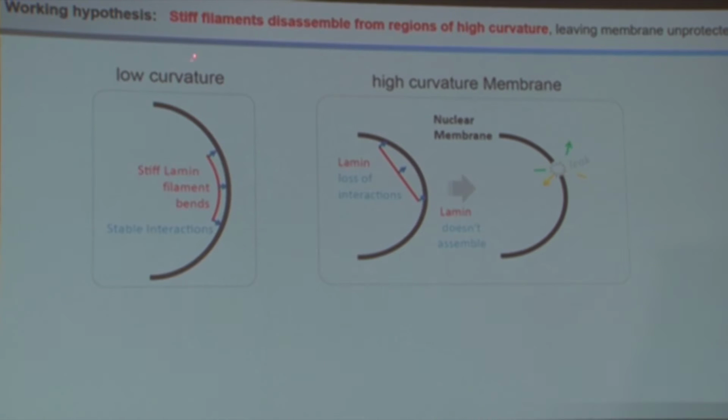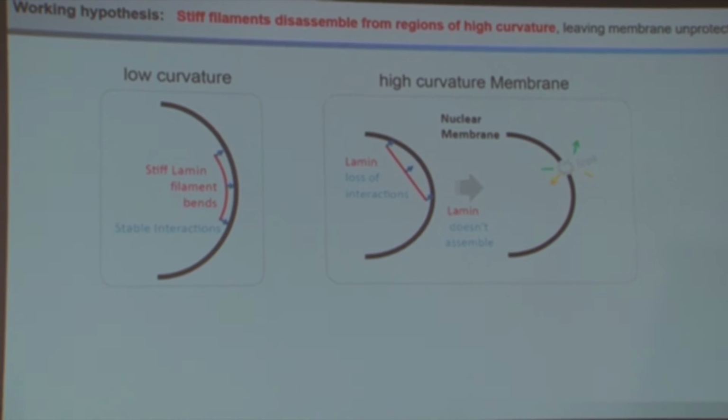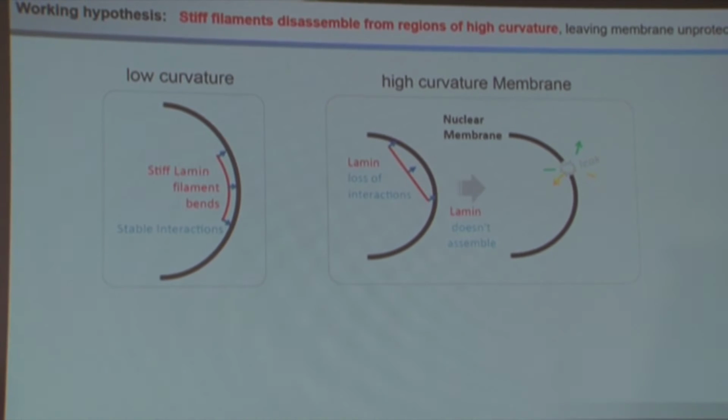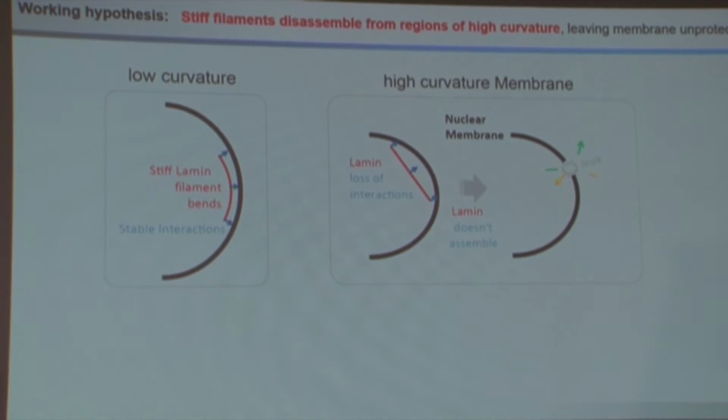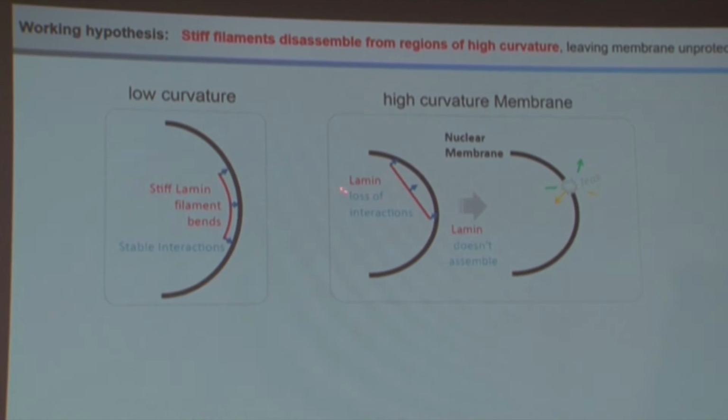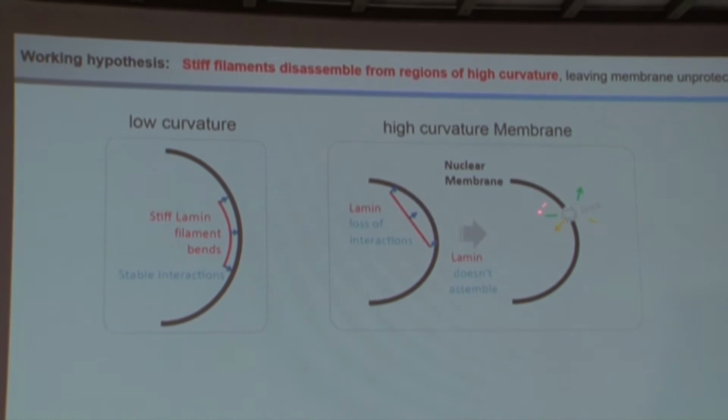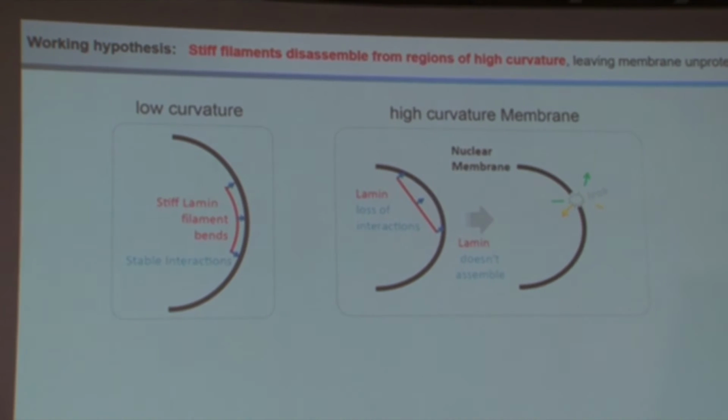So we hypothesized that in the case of high nuclear curvature, the lamin will resist bending, and this will lead to effective detachment of the lamin meshwork from the nuclear envelope, which will leave the nuclear envelope susceptible to rupture.